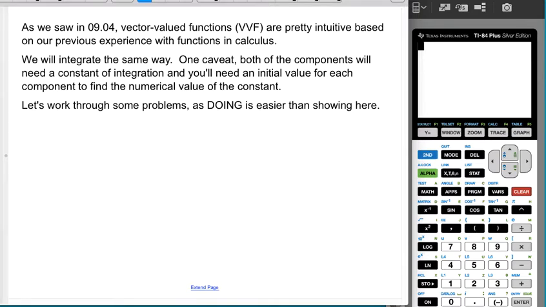The one caveat is that both of the components, or if you were ever dealing with 3 dimensions, x, y, and z, all 3 components, will each need their own constant of integration. So you'll need an initial value for each of the components in order to find the numerical value of the constant. So let's go ahead and work through some problems. Doing is much easier than just talking about it.